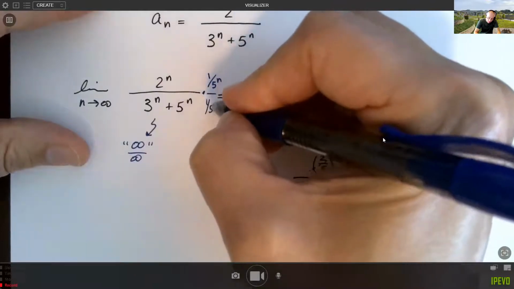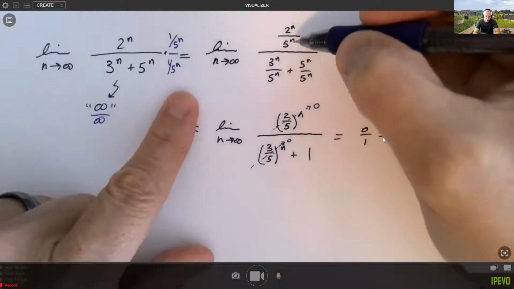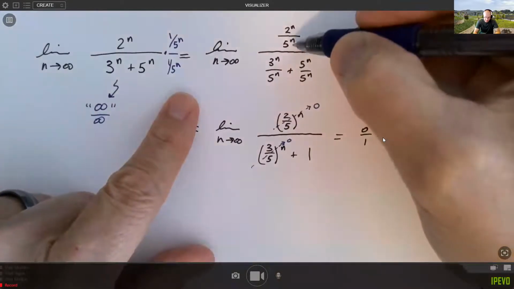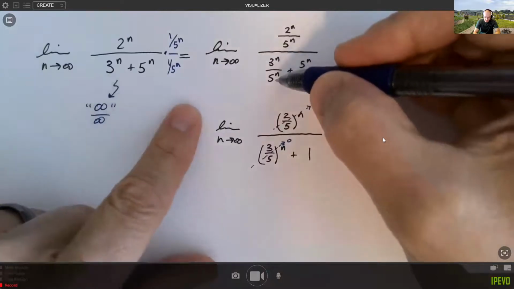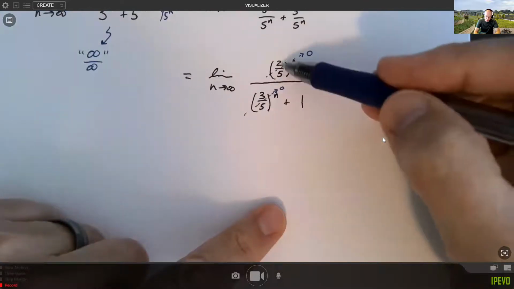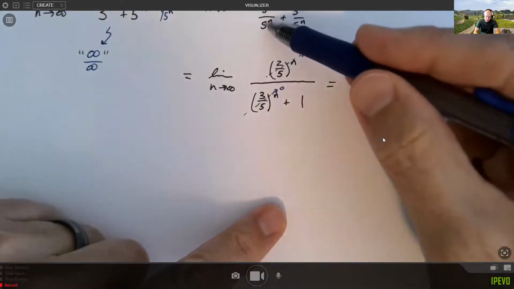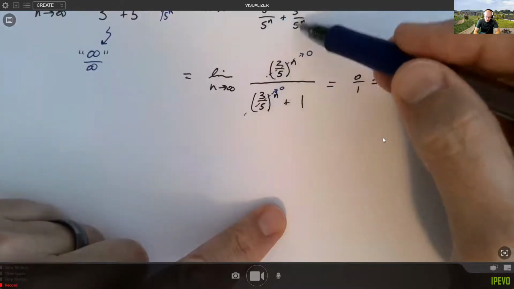So I'm multiplying by 1, and when I do that, everything up top gets divided. Of course, 2 to the n gets divided by 5 to the n, and then I'll distribute down here, distribute that through, and I get 3 to the n divided by 5 to the n, 5 to the n divided by 5 to the n. Well, 2 to the n divided by 5 to the n is 2/5 to the n. 3 to the n divided by 5 to the n is 3/5 to the n. Of course, this ratio is just 1.